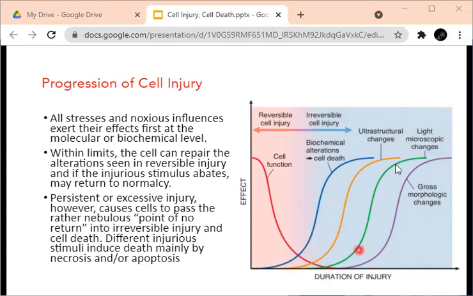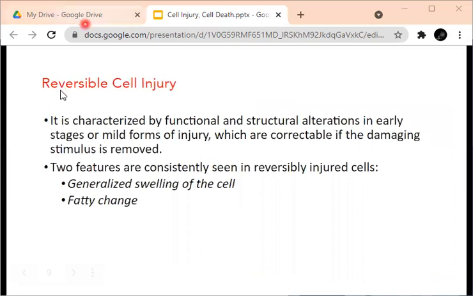And then, if it is still not visible to the naked eye, and with prolonged injury, we have gross morphologic changes. Like our example earlier, the myocardial infarction. We can see it visibly with the tetrazolium chloride. We have white areas that are not stained, all right? The tetrazolium chloride did not stain them. So all the unstained areas are areas of myocardial infarction. Those are our gross morphologic changes that can be easily seen with the naked eye, all right? And notice also this is the cell function. So cell function declines as the duration of injury increases or prolongs. Okay? So next, reversible injury.